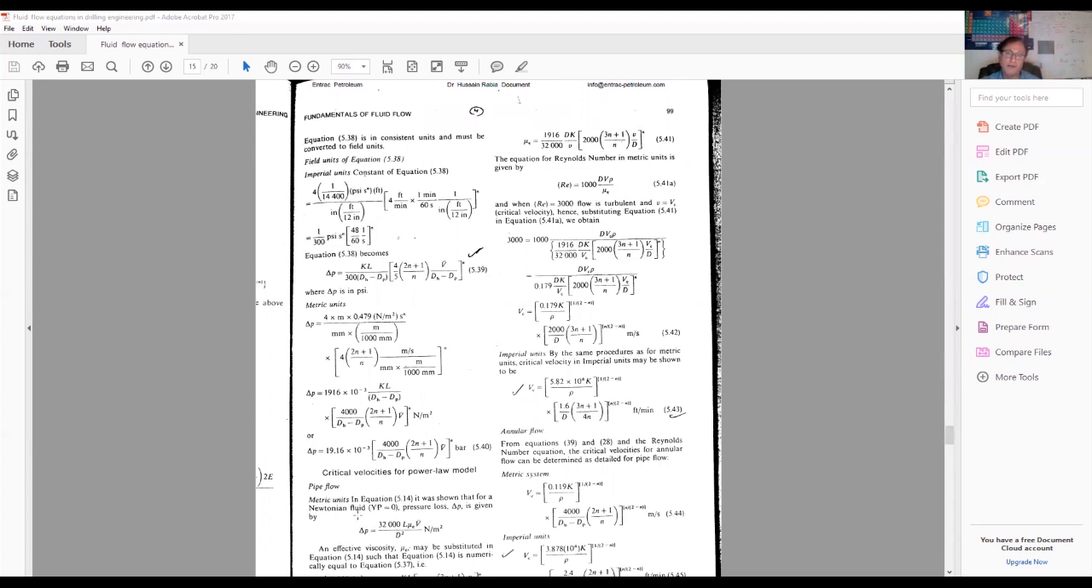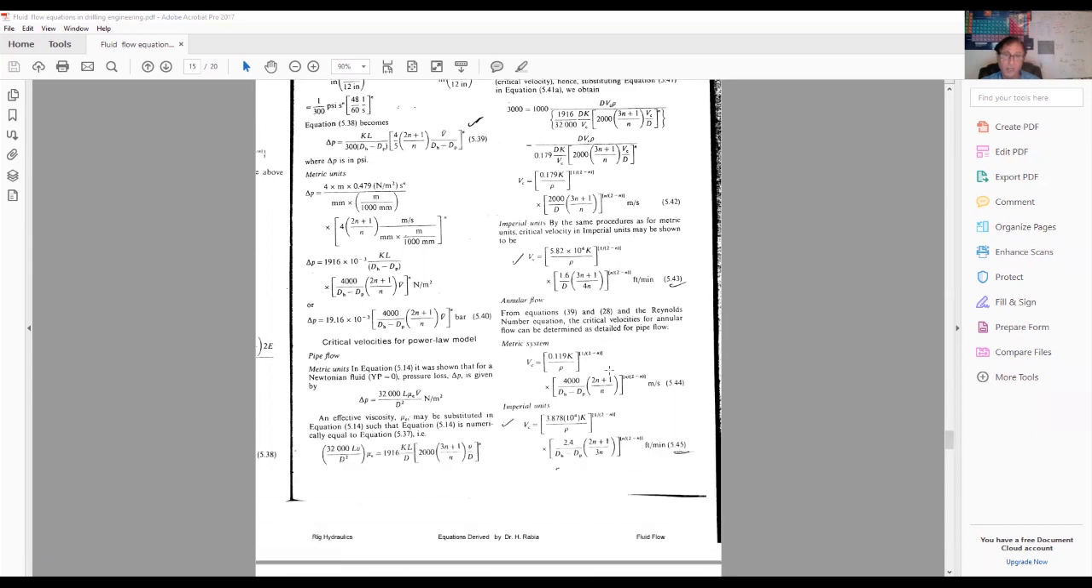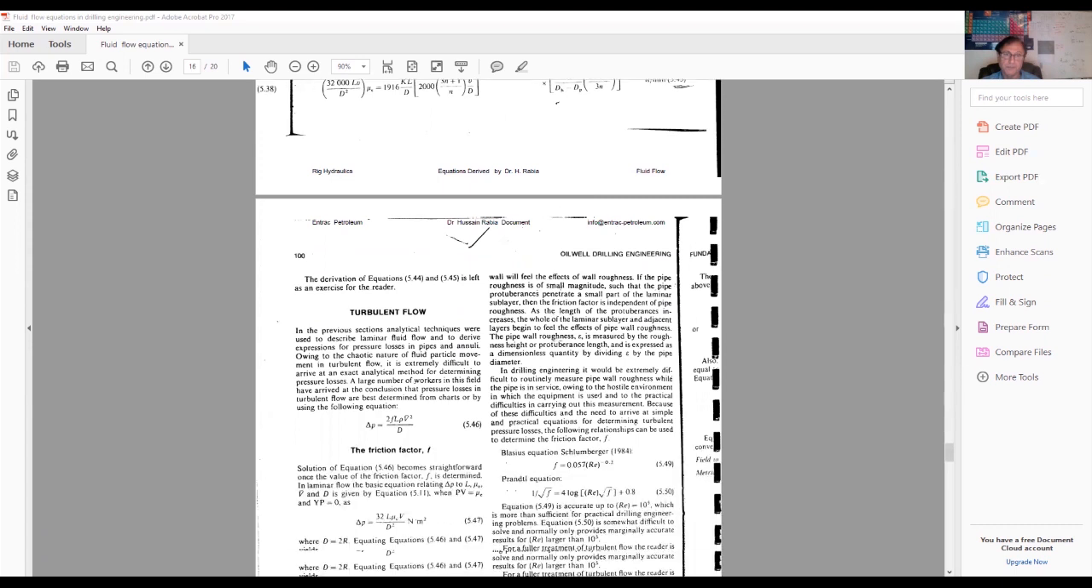And I've done this in great detail so that you see how they come about. They're quite simple. I've never seen these equations derived in this way and in this great detail, but I did them so that people can see they're quite simple. So if you continue, you end up with the critical velocity using the laminar flow model. Okay, it's for power law. And here I'm showing you the conversion into field units.